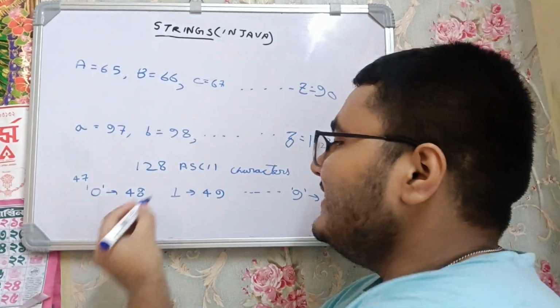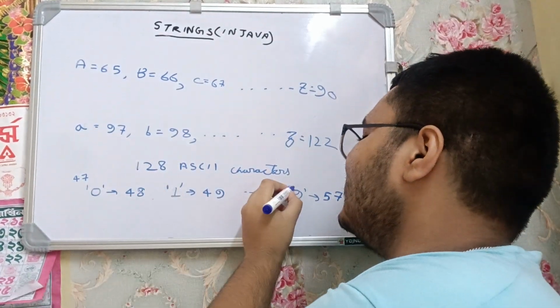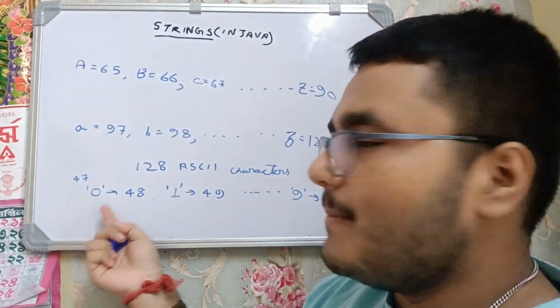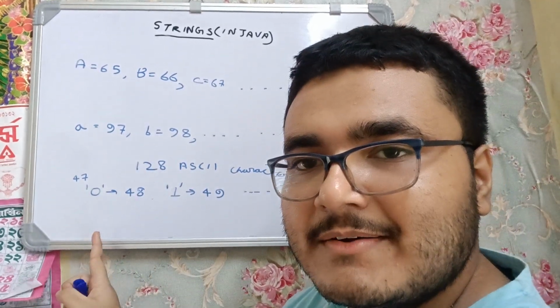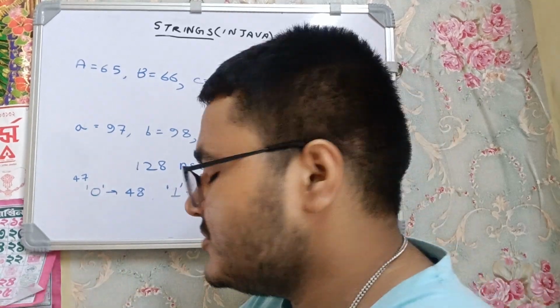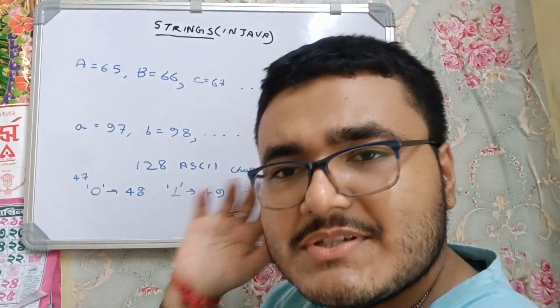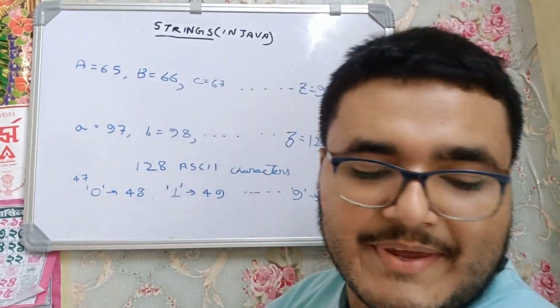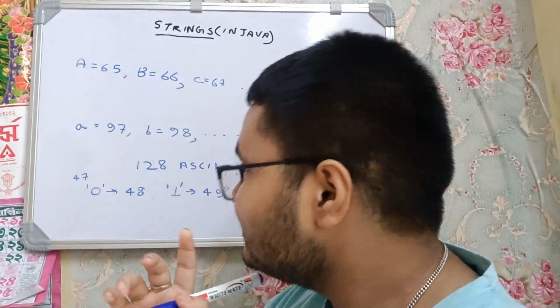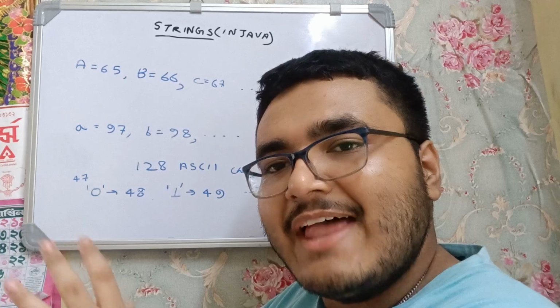Okay, and remember, these are acting like characters now. 0 is not a number now, we are treating it as a character. Fine. So this was the concept all about characters. You can perform many operations with characters also, and those we will be discussing along with the strings.